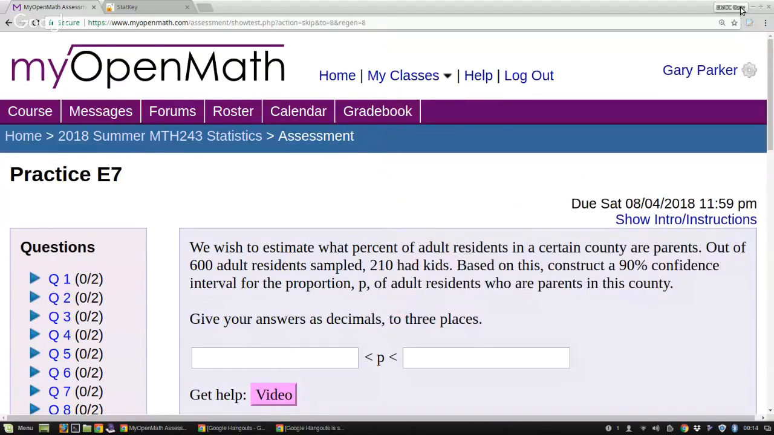Let's find a confidence interval for a proportion. So here we want to find the proportion of adults in a certain area that are parents. We have a sample of 600 residents that are adults, and there's 210 kids. And so let's check it out.